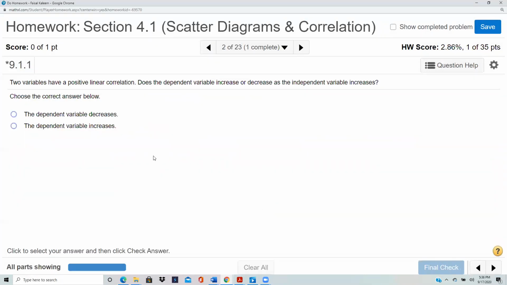Two variables have a positive linear correlation. Does the dependent variable increase or decrease as the independent variable increases? So we know that in a positive relation, if one increases, the other also increases. So if they say that the independent increases, then the dependent should also increase.